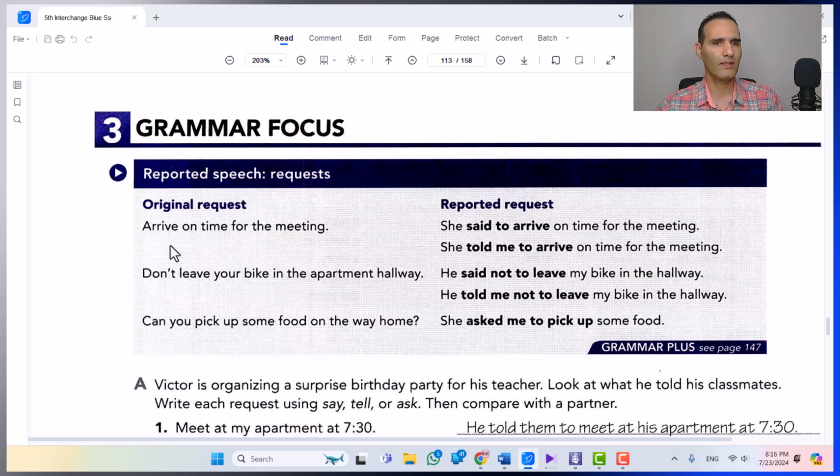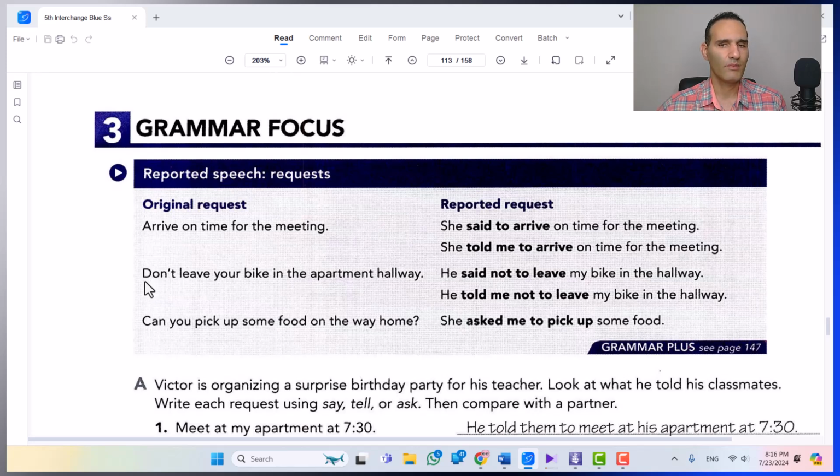Here we have the original request. Here person A is making a request: arrive on time for the meeting. It is an imperative. It is an order. See, they start with a verb. Arrive on time. What did she say? She said to arrive on time for the meeting. She told me to arrive on time. Not different.